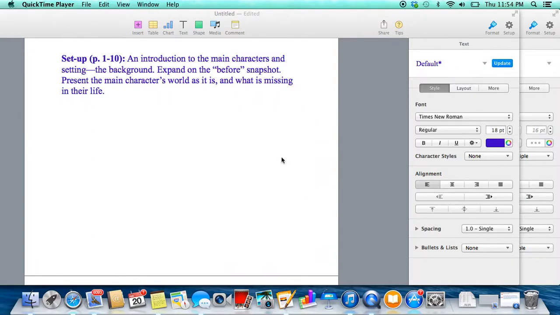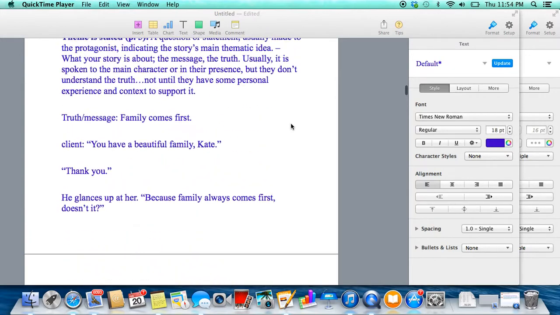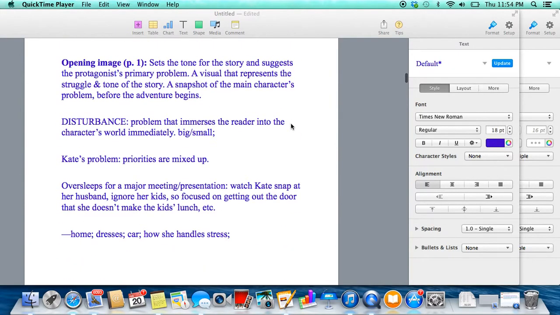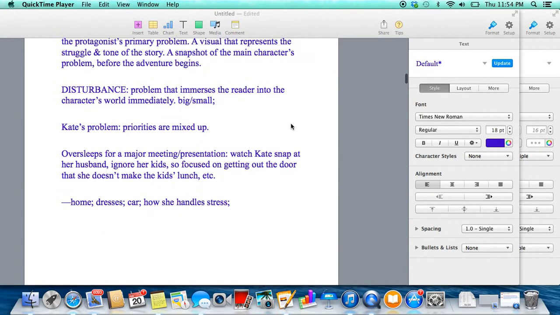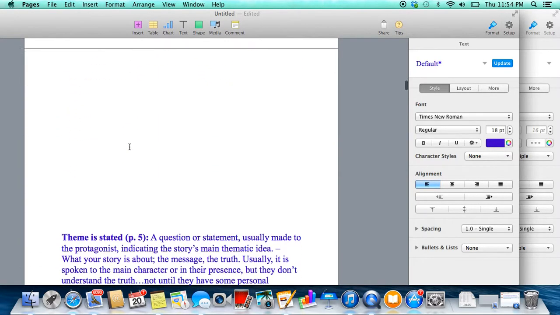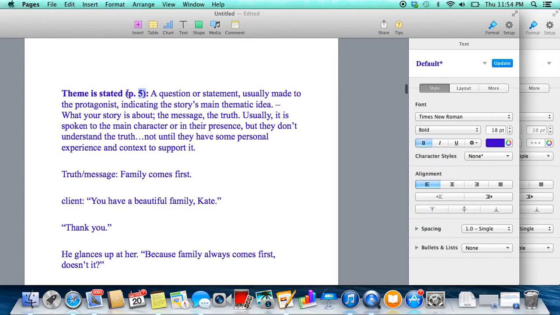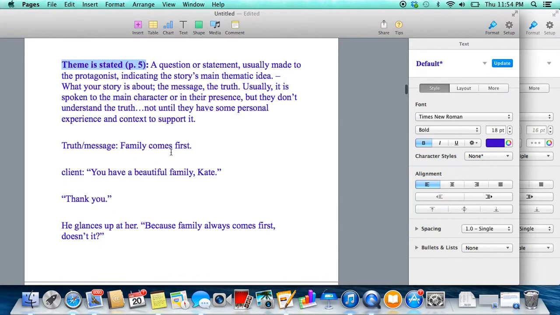Hi, writers. So we're going to continue. We did the first two beats. Those were the opening image, or what we call the disturbance for written stories, and then the theme stated. And again, this is more a guideline.